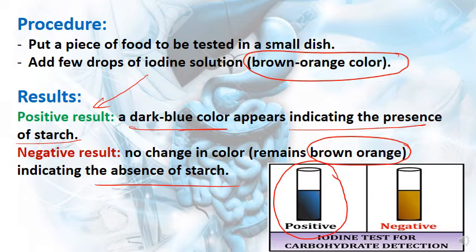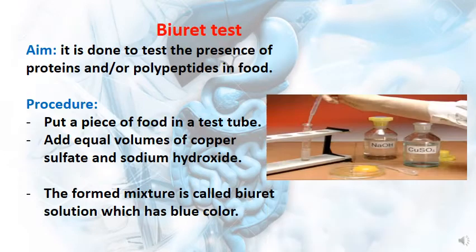So iodine test is done to identify the presence of starch. Add a few drops of this solution on the piece of food to be tested. If it's a positive result, the color will change into dark blue. This indicates the presence of starch. While if it's a negative result, the solution will remain brown orange and there is no starch.